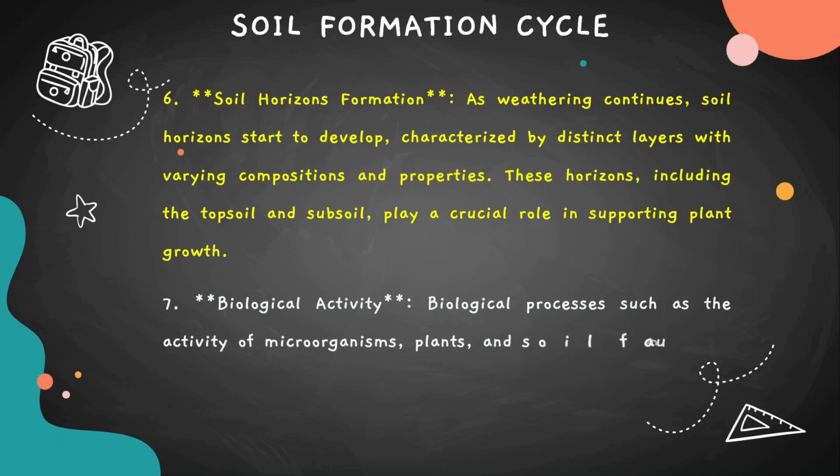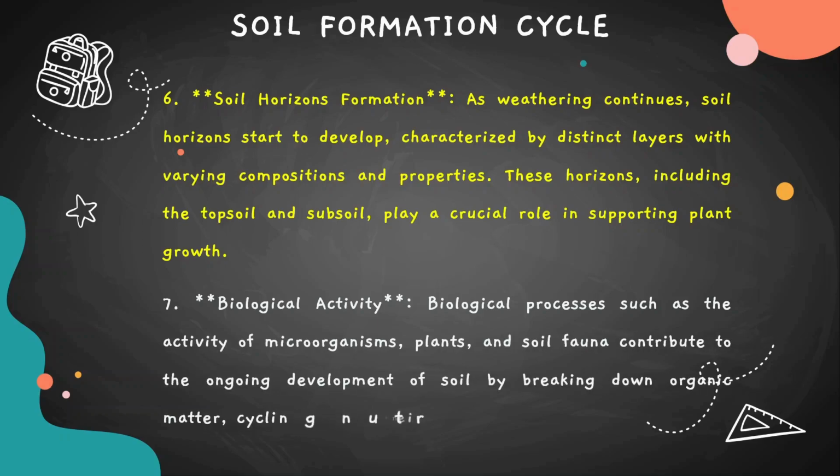Okay, then we have biological activity. Biological processes such as the activity of microorganisms, plants and soil fauna contribute to the ongoing development of soil by breaking down organic matter, cycling nutrients and improving soil structure. So the biological process also helps in developing the fertility of the soil, or in improving the structure of the soil, meaning the packing of the soil, the void ratios or the porosity of the soil.